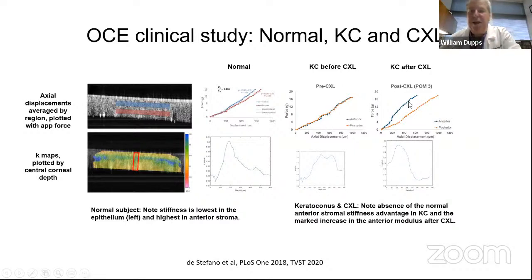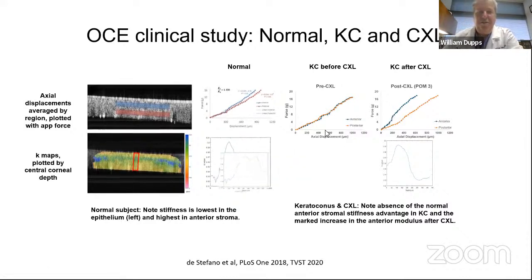So the third slide on the right is the same keratoconus patient from the middle, but this is 3 months after cross-linking. And look at the marked difference in the slope of the anterior stroma after cross-linking. It's much, much stiffer than it was before.